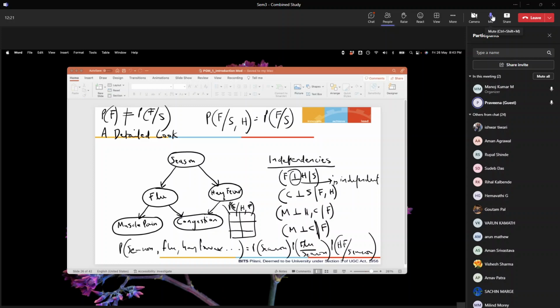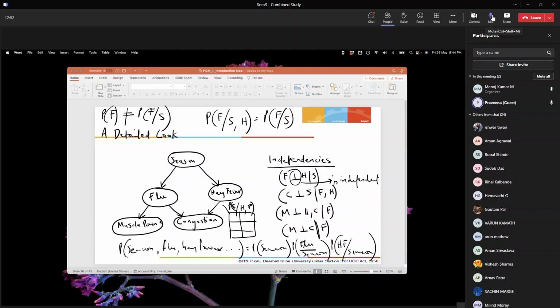But if I had not drawn a graph like this, how would you represent this? You would have had season on one side, you would have had flu, then season given flu, season given hay fever, muscle pain given flu, congestion given flu, congestion given season. All these various combinations would have been required in your set. Only then would you be able to solve the problem.